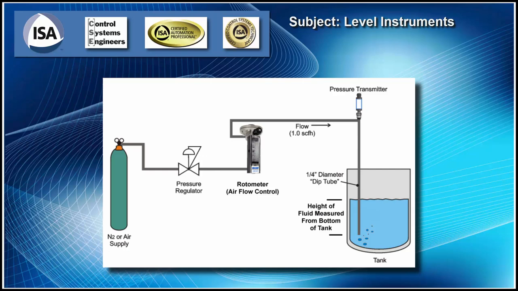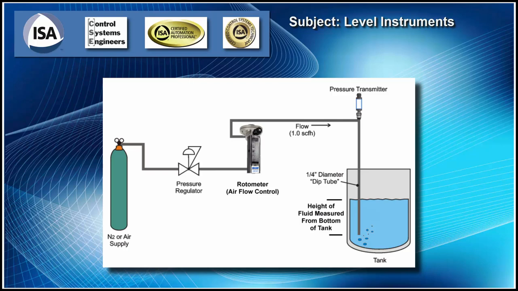So we would set a flow rate out of this tube, and it'd start bubbling through the water. Now, the pressure transmitter will be calibrated just like a normal level transmitter. It's actually a level transmitter, and it'll be calibrated in zero to, say, 100 inches of water.